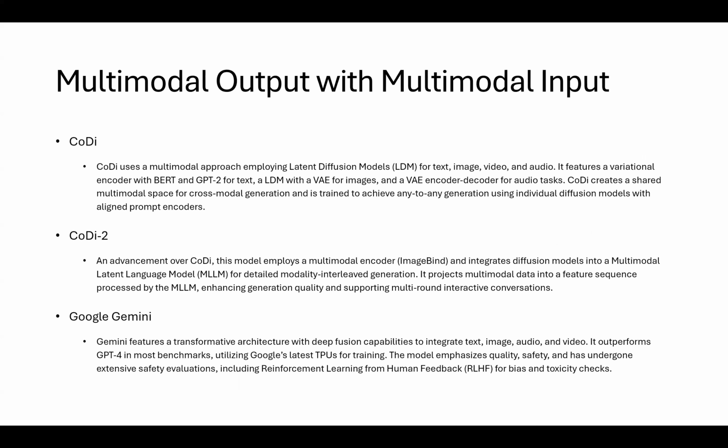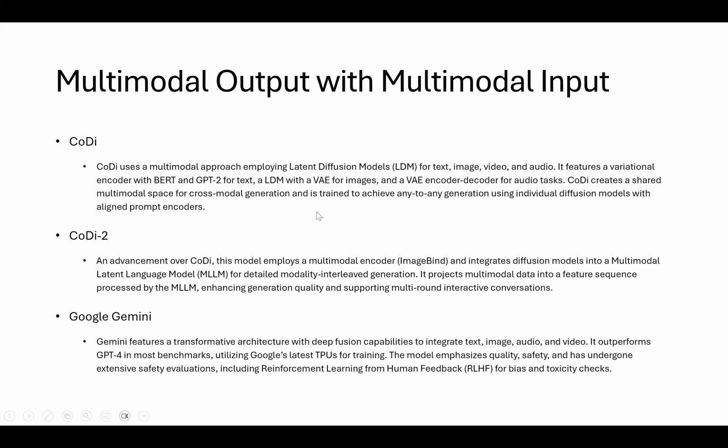So here the input can be an image or a text, and the output can also be image or text. The first is Cody. Cody uses LDM, that is a latent diffusion model for text, image, video, and audio. It features a variation of BERT and GPT encoder for text and LDM with VAE for images, and the same VAE encoder for audio tasks.